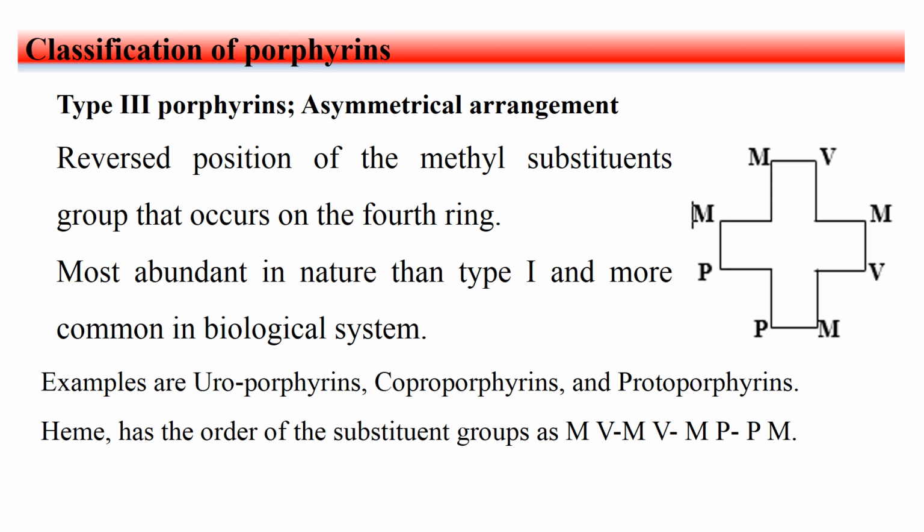They have a reverse position of the methyl substituent group that occurs on the 4th ring. The type 3 porphyrins are more abundant in nature than type 1 and are more common in biological systems. Examples include uroporphyrins, coproporphyrins, and protoporphyrins. Heme, a type 3 porphyrin, has the order of the substituent groups as MV, MV, MP, and PM.